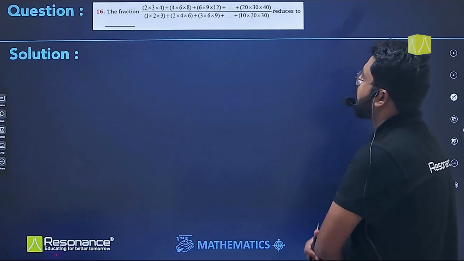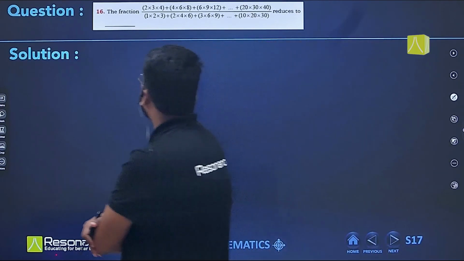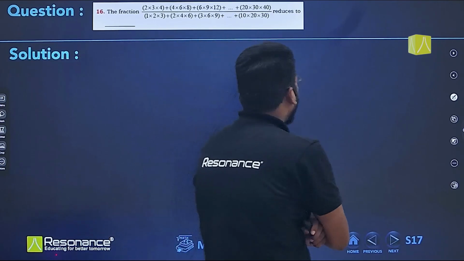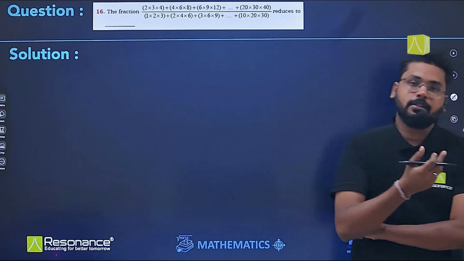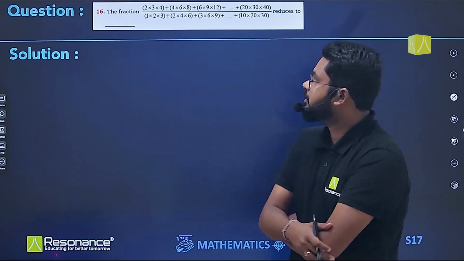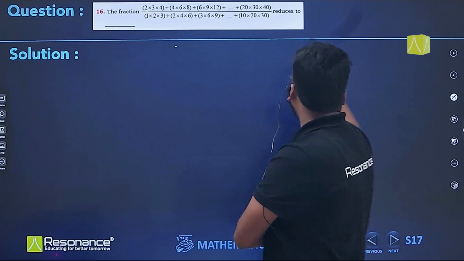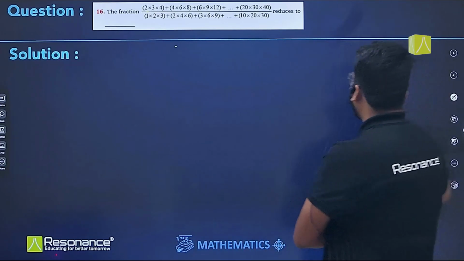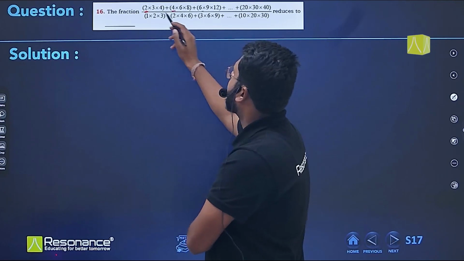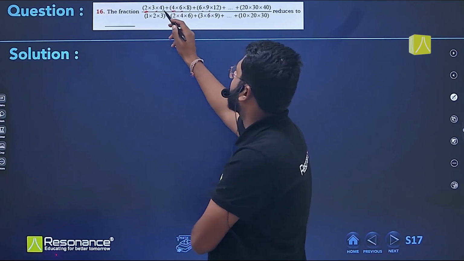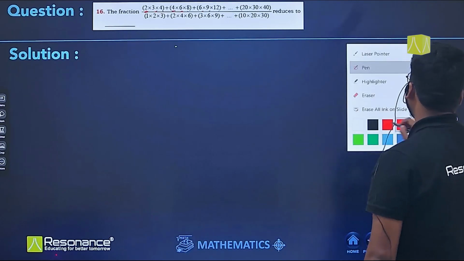Question number 16. The fraction reduces to what? This is a question of series. 2 into 3 into 4 plus 4 into 6 into 8. Okay. So first, instead of finding the multiplication and addition, we can use some pattern formation here. If you see 2 in the numerator part, you will find that it's the table of 2 only. 2, 4, 6. Again 3, 6, 9. 4, 8, 12. It is repeating itself.